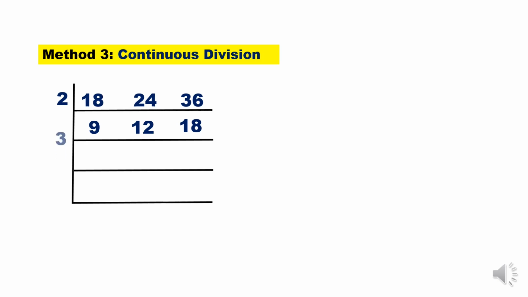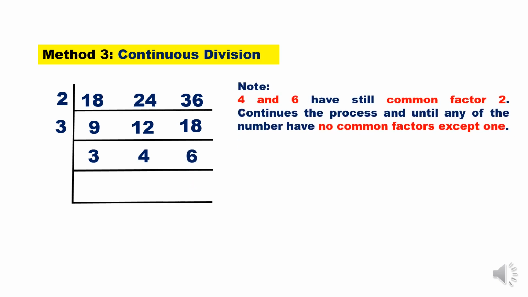Yes. 9 divided by 3 equals 3. 12 divided by 3 equals 4. 18 divided by 3 equals 6. 4 and 6 have still a common factor, 2. Continue the process until the numbers have no common factors except 1.